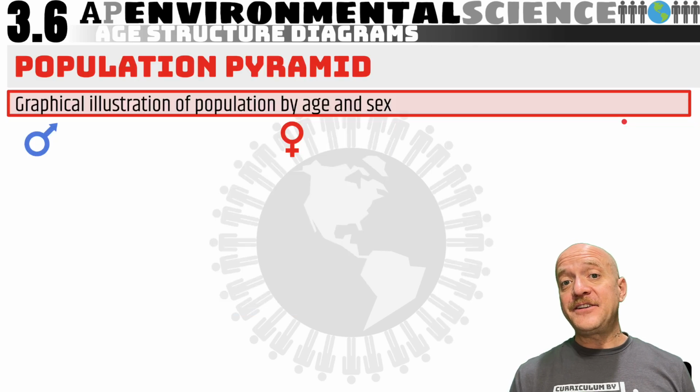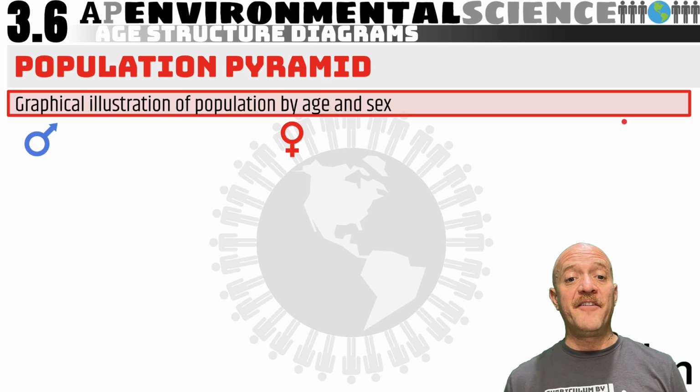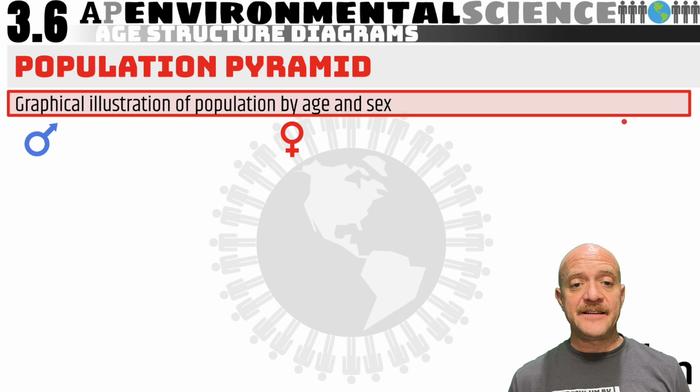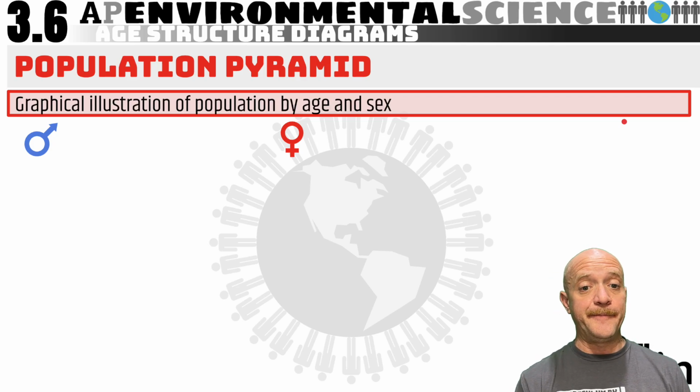So one type of age structure diagram is a population pyramid. A population pyramid is a graphical illustration of population by age and sex. Now when we're talking about sex and gender, we are talking about the sex that was assigned at birth. We are not talking about a person's preferred pronouns or anything of that nature. So throughout this unit, that's what we're going to be discussing.